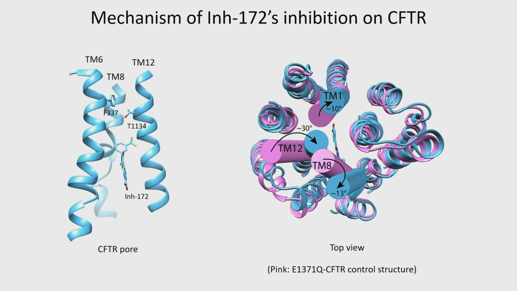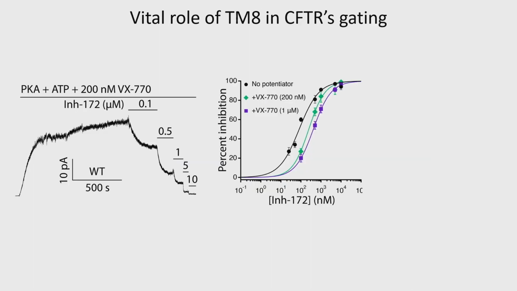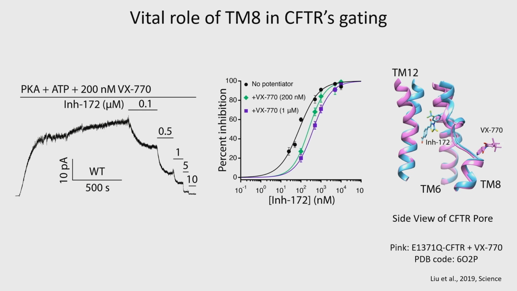So for this one, what I showed you is actually the superimposition of two different structures. It's not a sample with both compounds. It looks so similar. That's really interesting. The difference you see here is actually caused by inhibitor 172, because if you take away both compounds and superimpose that with the E1371Q-only structure, it will look like the pink one there.